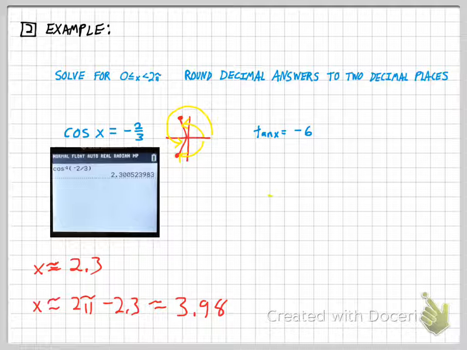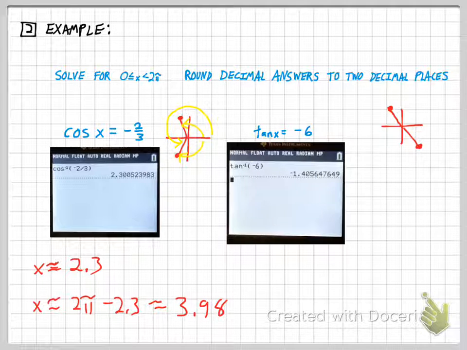Inverse tangent of negative 6. Let's draw a quick picture for this one. The tangent is negative in the second and the fourth quadrant, so I should expect my answers to show up in those quadrants. This is going to be a little bit different. You may remember when I do the inverse tangent of a negative number, remember what we know about inverse tangent? I actually get an answer that is in the fourth quadrant, but it's named downward, right, or negative 1.41.